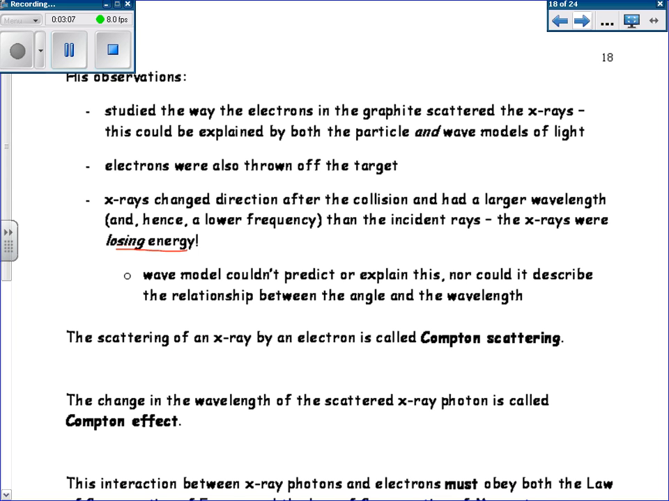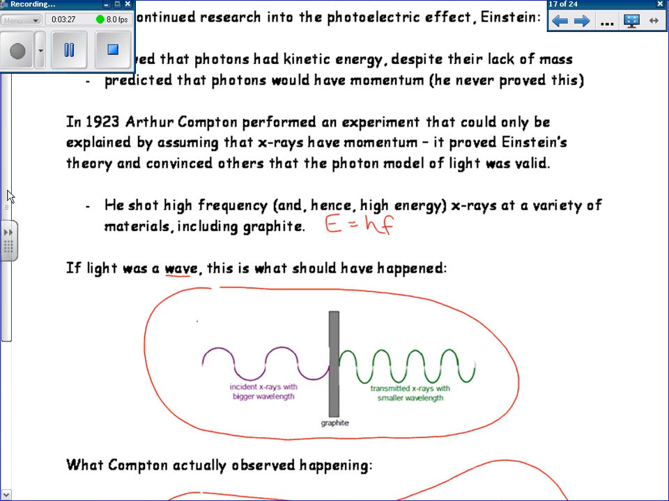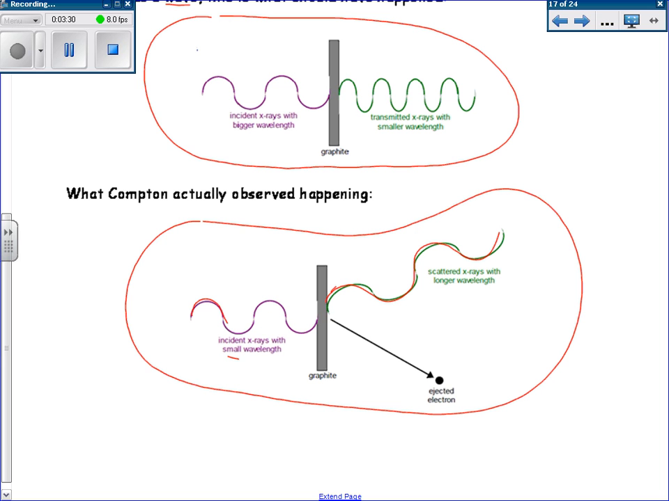And the wave model of light couldn't predict this at all or explain it, nor could it describe the relationship between the angle that the X-rays and the electrons are coming off at and the wavelength. And so this scattering of an X-ray by an electron is called Compton scattering. If we go back to this page here, what that means is that this wavelength is coming in here, and it's hitting an electron, and that collision causes an electron to be ejected, and then that electron also forces the X-ray to be deflected from its original angle.